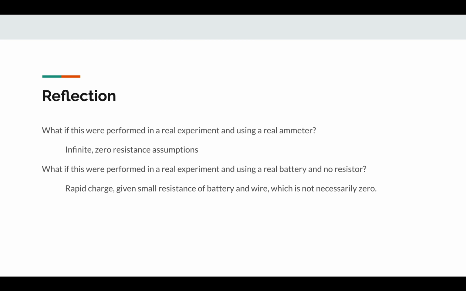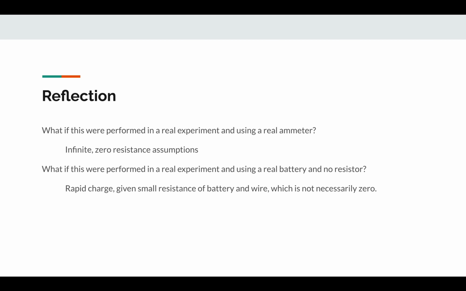Just a quick reflection: if this were performed in a real experiment using a real ammeter, we would have different values because there are a lot of infinite and zero resistance assumptions surrounding the wire, the voltmeter, and the ammeter, like that the wires have no resistance, so there's no drop of voltage across any of those paths.